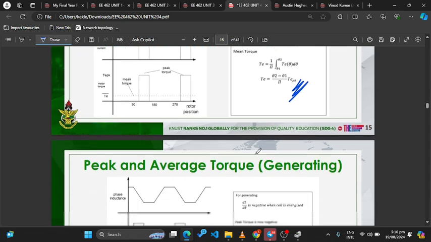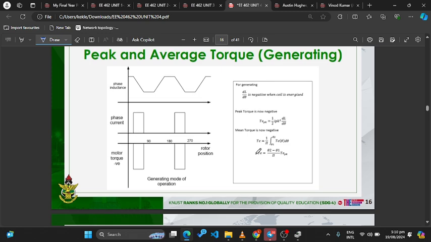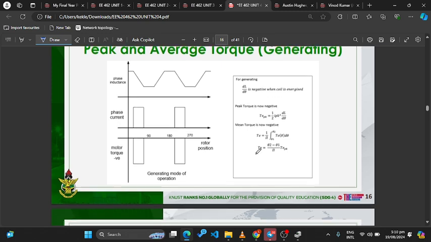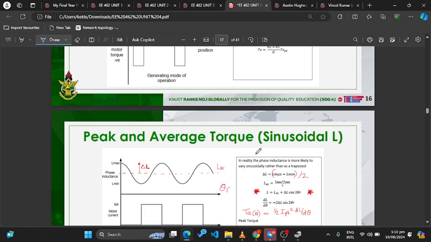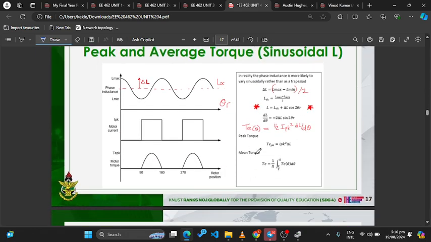In the absence of questions, let's move on. It's still the same thing over here. Okay, so now let's move to the sinusoidal part. We are almost done. We'll finish right now.